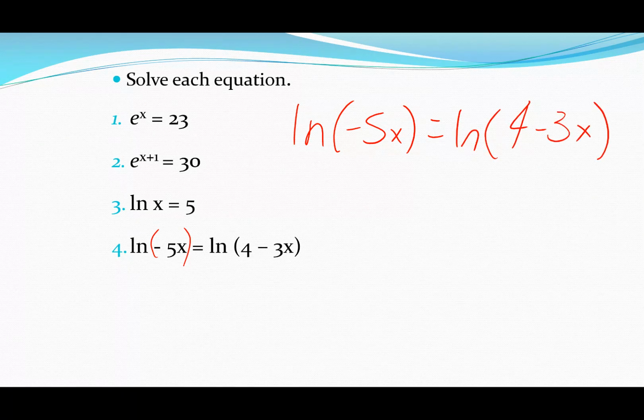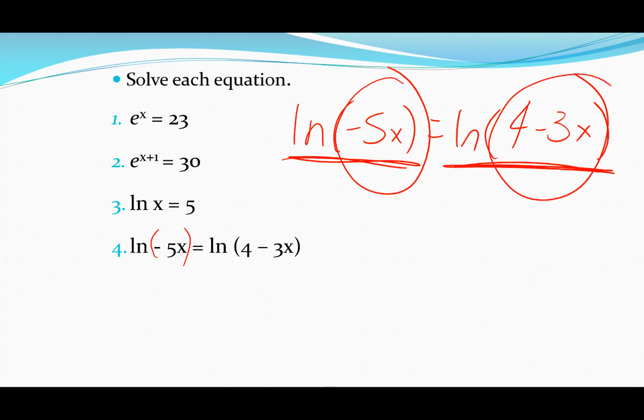Now, it seems complicated, but it's actually pretty easy. If this natural log is equal to this natural log, then doesn't that mean that this is equal to this, right? That negative 5x is equal to 4 minus 3x? Don't those have to be equal to each other if the natural logs are equal to each other? And the answer is yes, that's the case. So there you go. Now you've got this equation.